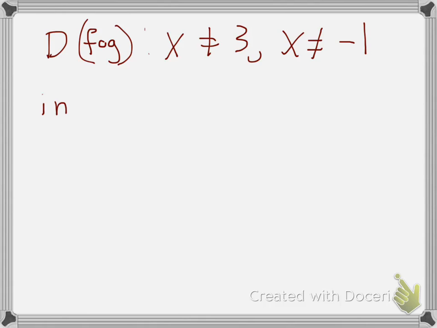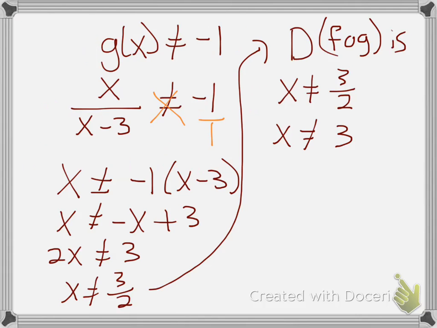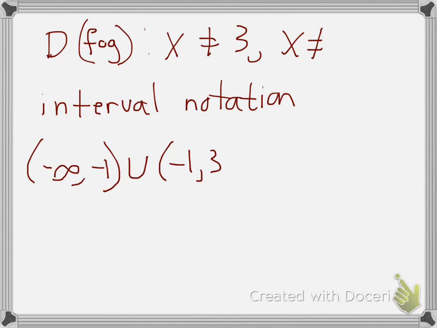If we wanted to write that in interval notation, this would be -infinity to -1, not including -1, union -1 to 3. Oh, it wasn't -1. I apologize. What was it we had before? Here we go. It was 3/2. Right here, I apologize. Definitely should have stayed as a 3/2. All right, let's try that again.